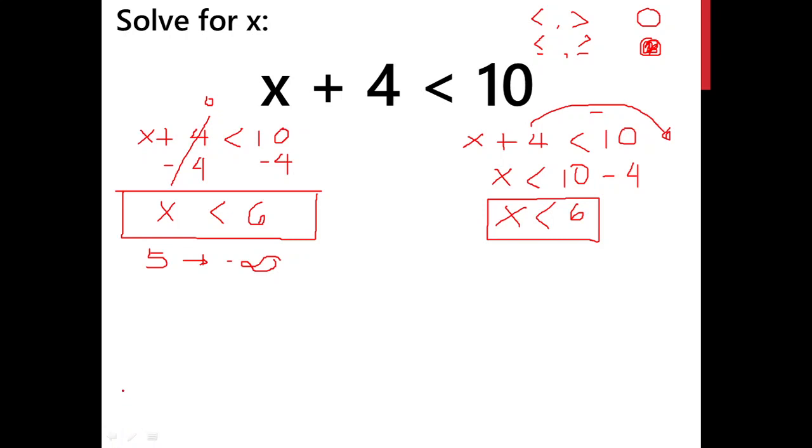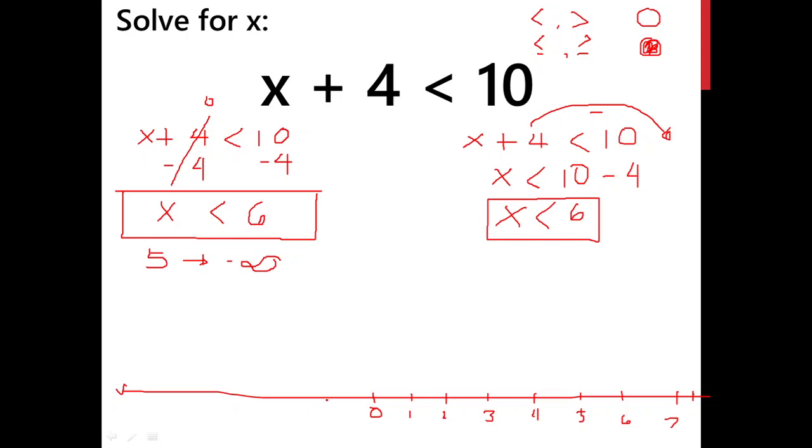Now this is our number line here. At the center we have 0. Going to the right we have the positive integers. We have 1, 2, 3, 4, 5, 6, 7, and going to the left from 0 we have our negative integers, negative 3, and so on.